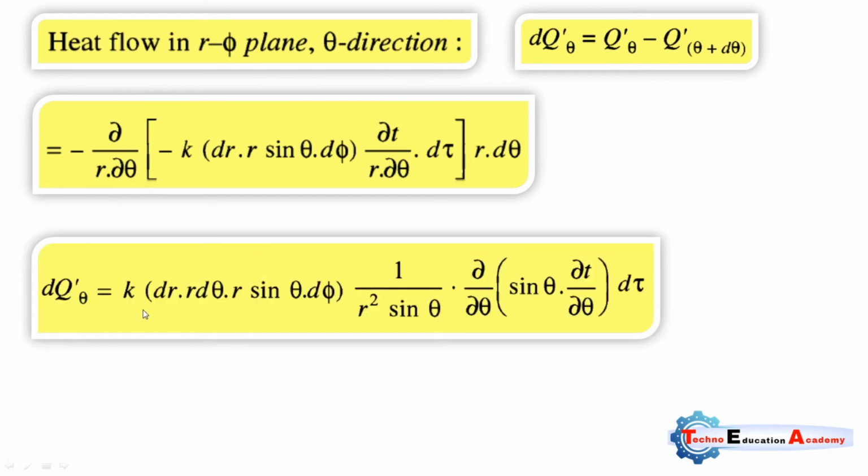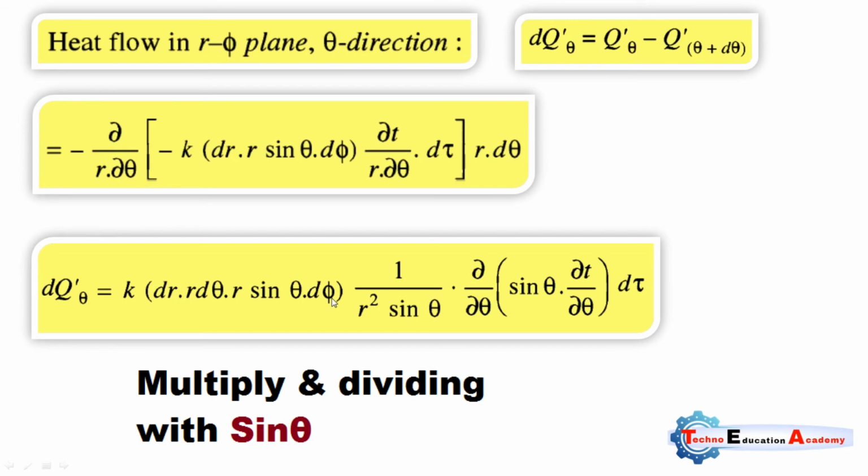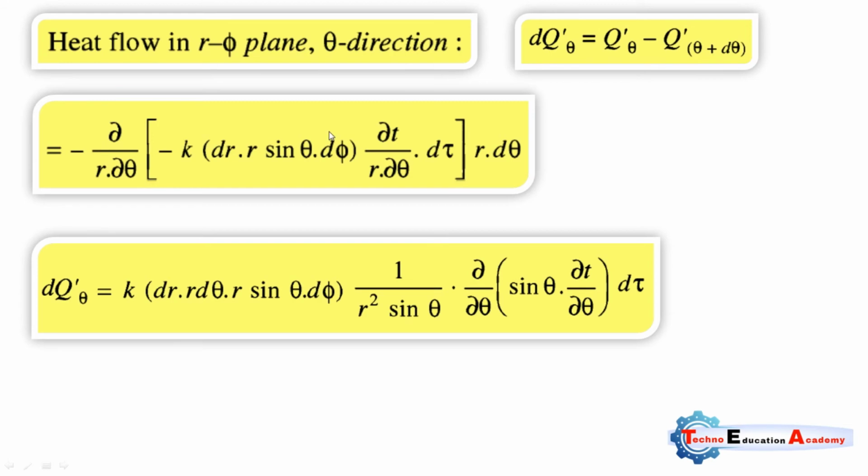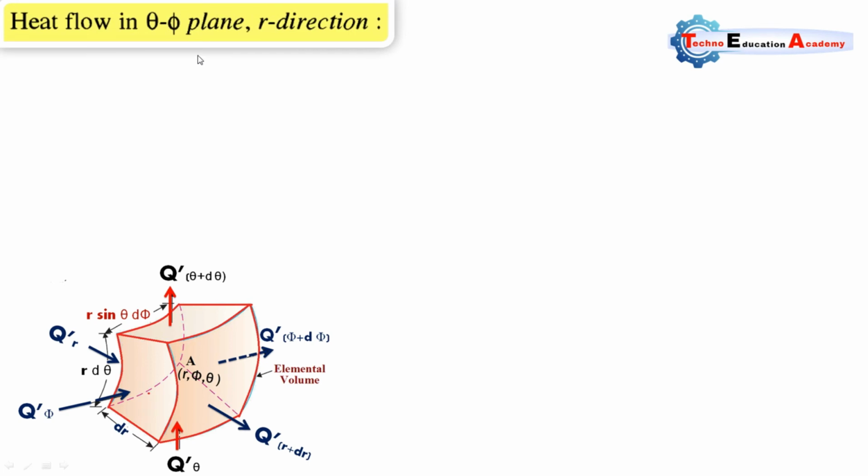So we will continue from previous slide. So minus minus plus. This is a common term. dr into r d theta into r sin theta into d phi. Here 1 upon r is there. In bracket 1 upon r is there. So 1 upon r into 1 upon r square into 1 upon sin theta, and del by del theta into bracket sin theta into del T by del theta into d tau. So this is the heat flow in theta direction. Same as heat flow in theta phi plane or in r direction.